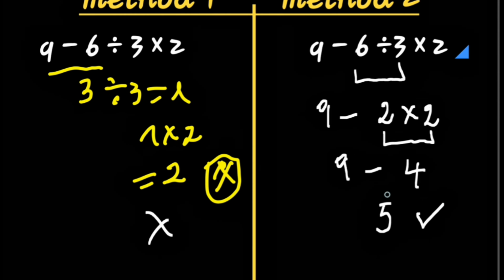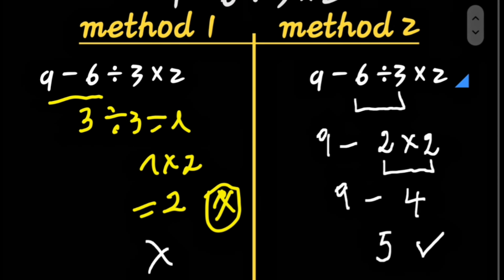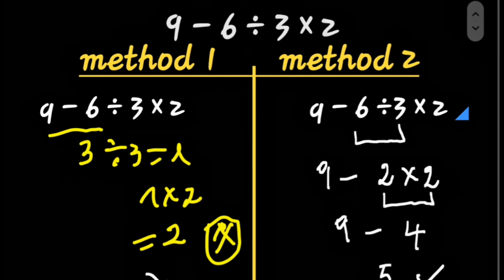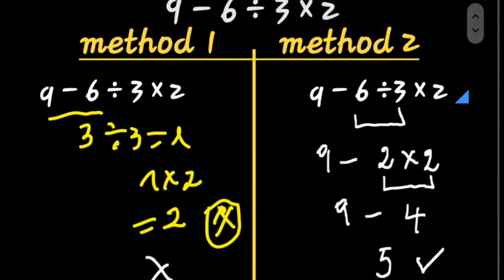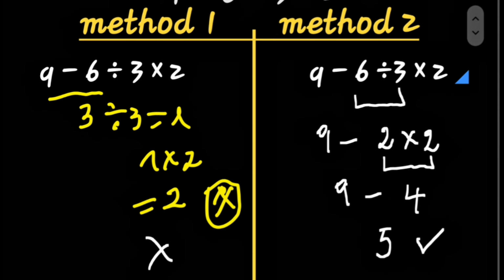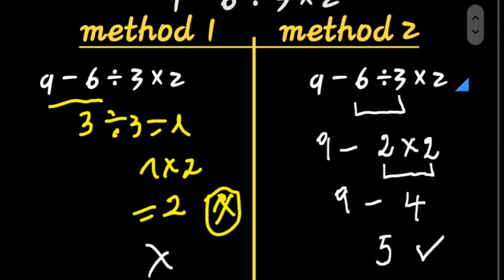The key takeaway is this. Don't let adjacent operations trick you. Always clear all multiplication and division from left to right before you even look at addition or subtraction. If you remember this one rule, you'll avoid this common pitfall.